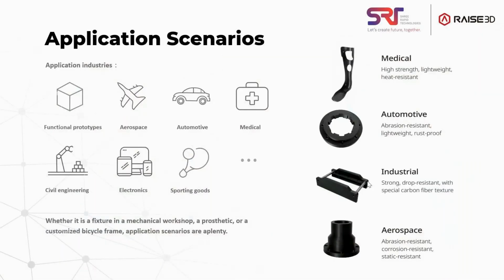Now, as I mentioned, these filaments are heat resistant. They have a high strength to weight ratio. They are corrosion resistant. So because of these properties, the application scenarios are aplenty. Whether it is a fixture in a mechanical workshop, a prosthetic, or a customized bicycle frame, you name the application, and you can implement this printer, whether it's medical, automotive, industrial, or aerospace.